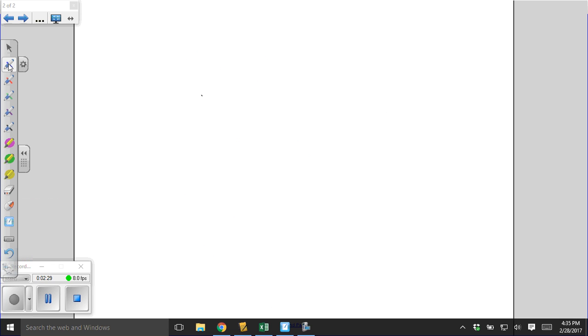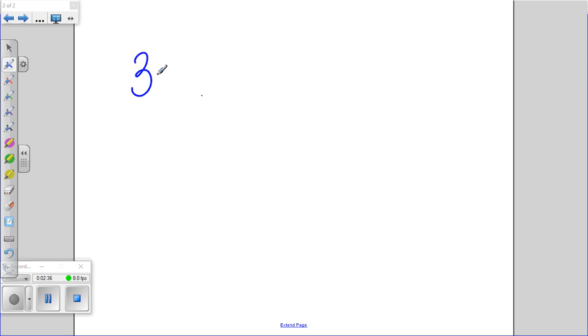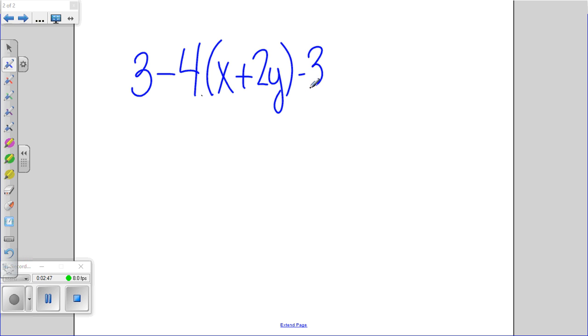Let's look at a different problem. Let's take something similar to what you saw in your quiz. You may have had 3 minus 4 times the quantity of x plus 2y, minus 3y. The first thing I would recommend doing is to section off this center portion. I know that before I can combine any of my like terms, I have to distribute. And now I'm going to circle my negative.